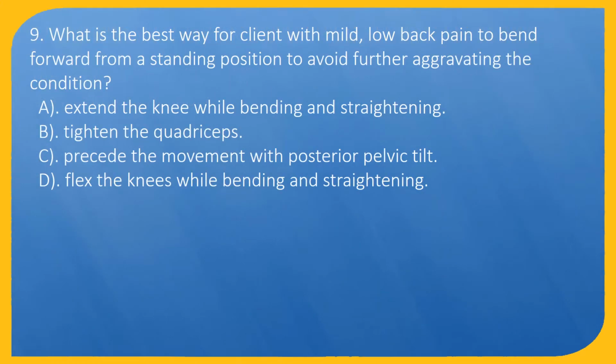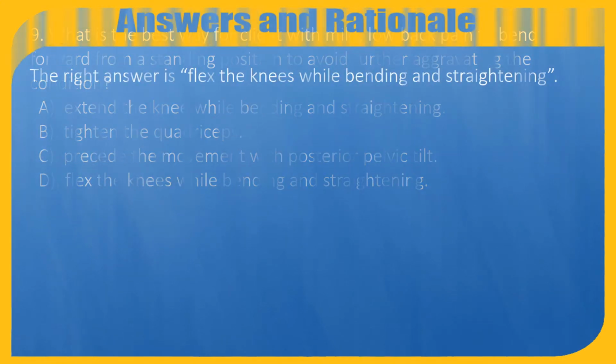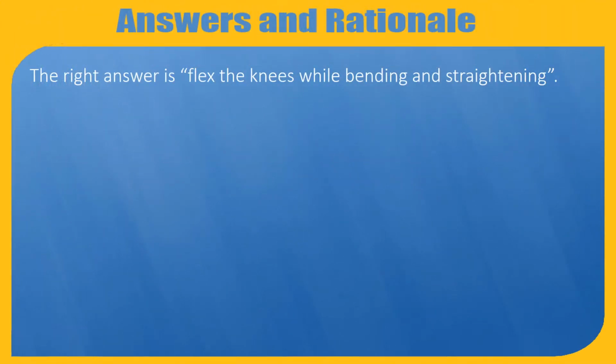Question 9. What is the best way for a client with mild low back pain to bend forward from a standing position to avoid further aggravating the condition? A. Extend the knee while bending and straightening. B. Tighten the quadriceps. C. Precede the movement with posterior pelvic tilt. D. Flex the knees while bending and straightening. The right answer is flex the knees while bending and straightening.